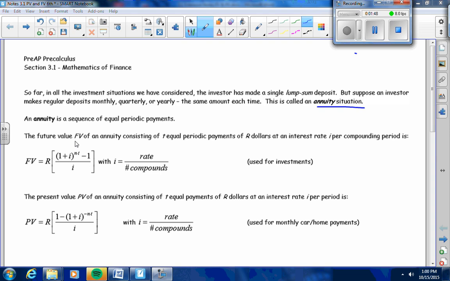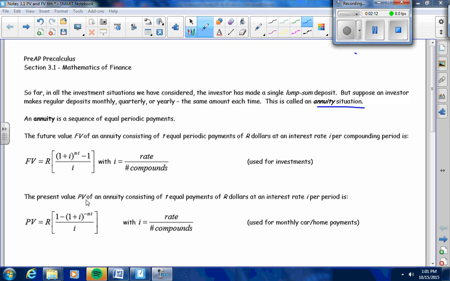Future value is when you say, I am going to put $100 into this savings account every single month for the next 10 years. How much will I have in that 10 years? So in the future, what will the value be? That's future value.